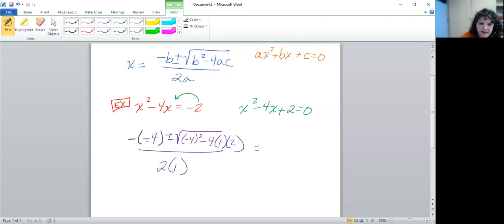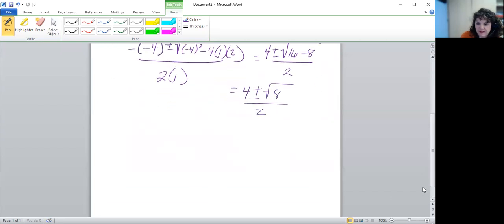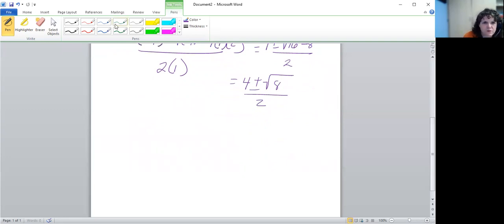Simplifying that, negative 4 is a positive 4 plus or minus the square root of 16 minus 8, over 2. And you just keep simplifying. 4 plus or minus the square root of 8 over 2. 8 breaks down, so you'll break that down. 8 is one of the ones that you'll see a lot. It's 2 square root 2. So 4 plus or minus 2 square root 2, over 2.